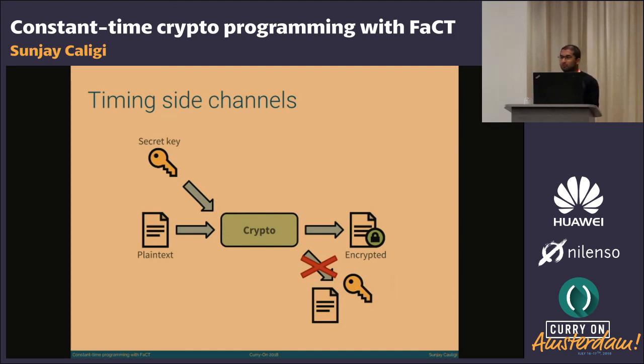place. The problem is, if there are any timing differences in your crypto implementation based on the values of the secret key or based on the values of the plain text, an attacker with a stopwatch essentially can time your crypto routines and use that timing variation to learn something about your secret keys or plain text, and they get leaked via timing. That's really bad.